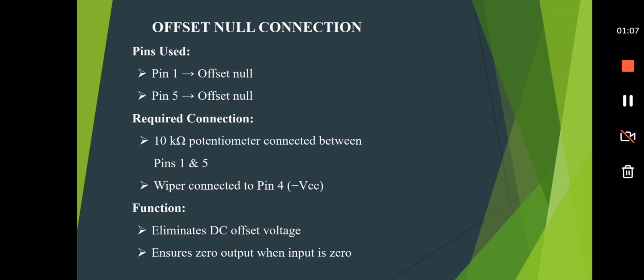Sometimes we need to calibrate the IC by connecting a 5 kilo ohm potentiometer between pin 1 and pin 5. We can eliminate any unwanted DC offsets and ensure the output is exactly 0 when the input is 0.